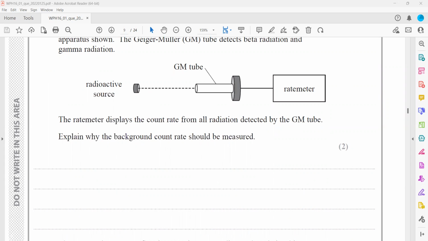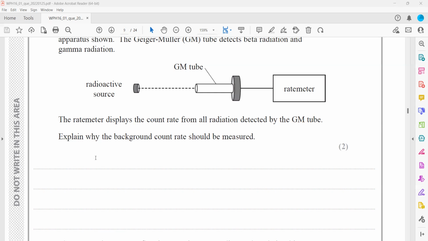Whenever an experiment related to radioactivity is done, we should always correct for background. The background rate should be subtracted, because if we don't, it will be a systematic error. Systematic error means you will always get a higher value. If it was a random error, you could get a higher value or a lower value. But every time, if background radiation is there, you will get a higher value than the actual one. So it refers to a systematic error.